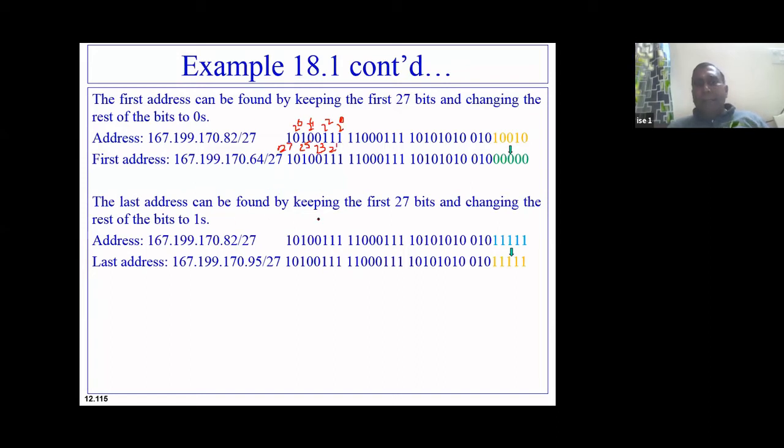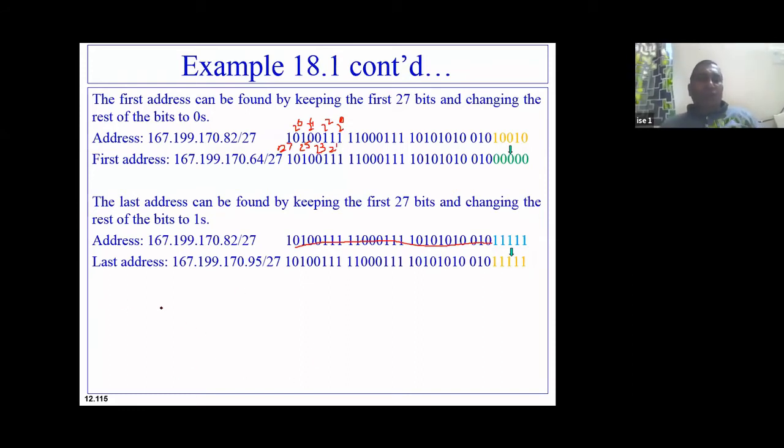And here, the same scenario is there, 167, 199, 170, and 82, 27. In this, if I want to know the last address, again the 27 bits are as it is. The last 5 bits, they are already 1. Had it been 0, 1, 0, 1, 1, something like this, still I would have made it all ones. And then this entire thing is called the host address or the connection address. So this is what is there.